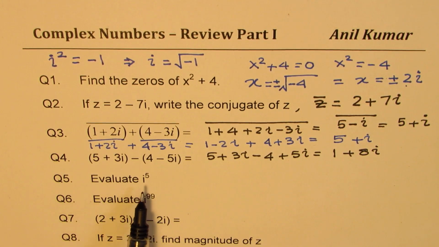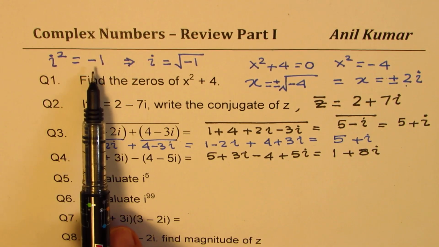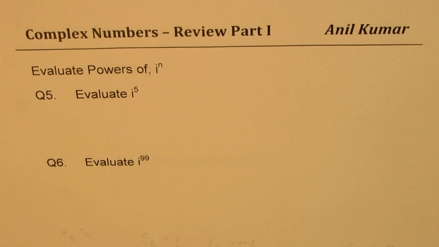Now let's look into powers of i. Now we know i squared is minus 1. So what is going to be i cubed? What is going to be i to the power of 4? And then i to the power of 5. That is what we have to work out. Now let us evaluate powers of i.